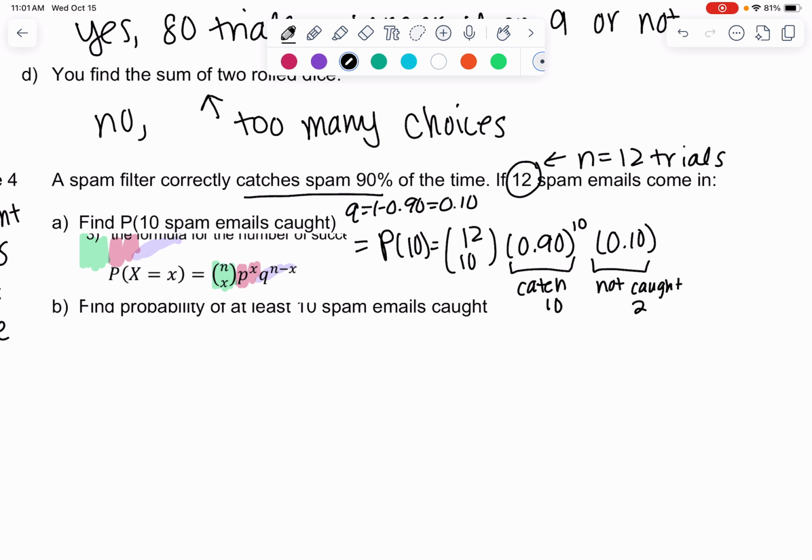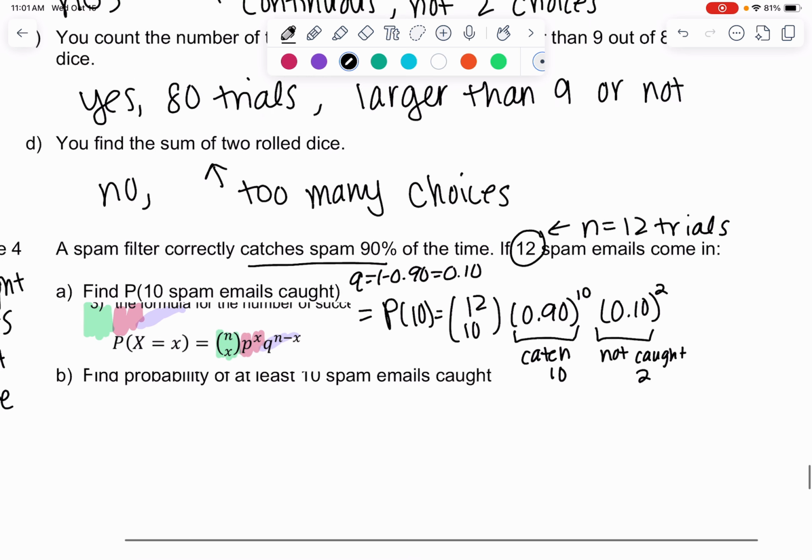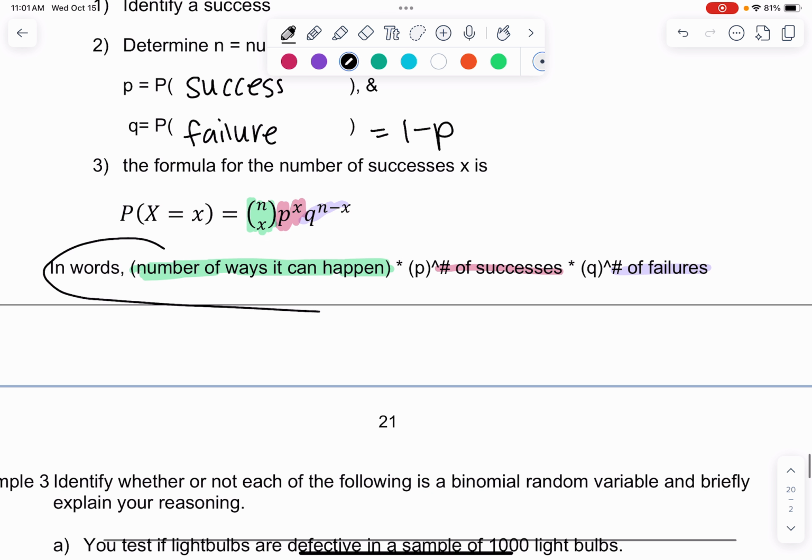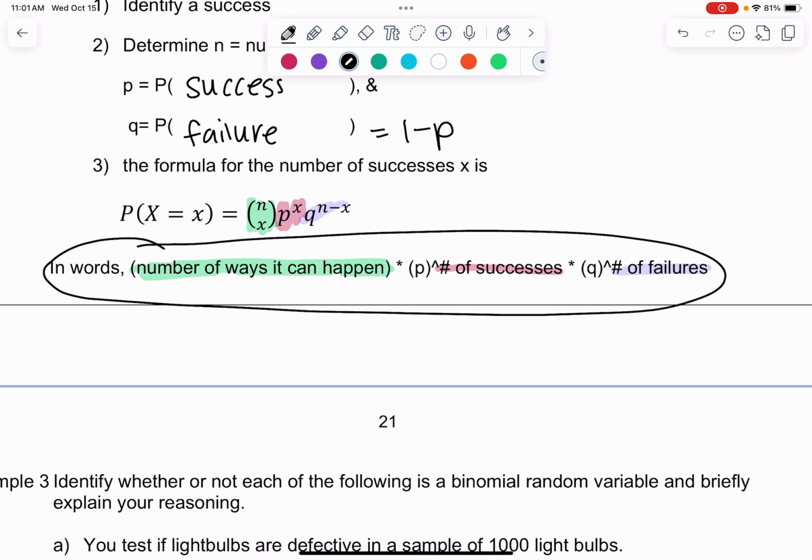For me, I find the formula n minus x kind of confusing. In my head, I'm just like, if it catches 10, it didn't catch 2 of them because it's out of 12. So hopefully that helps a little. So I like to think of it in words a little bit more than in formula form. I find this version of it a little bit easier. So we had 10 successes, so 2 failures because it was 12 total.